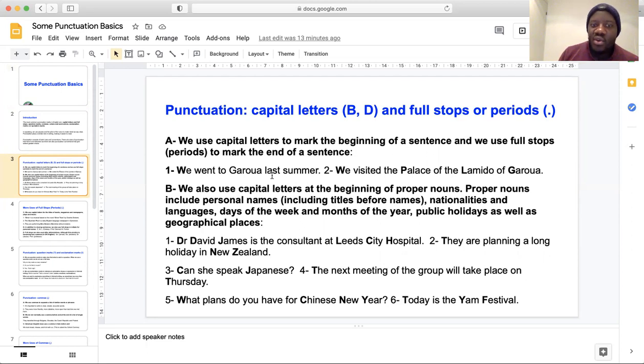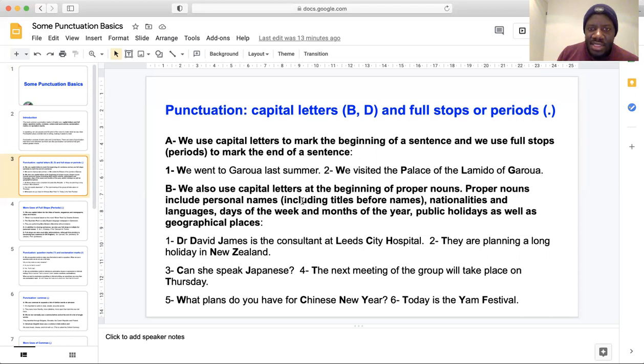Examples, we went to Garoua last summer. We, capital letter, okay, because it starts this sentence, and then there is a full stop at the end after summer here. We visited the palace of the Lamido of Garoua. We, again, capital letter, or uppercase letter, because it starts this sentence, the full stop here.